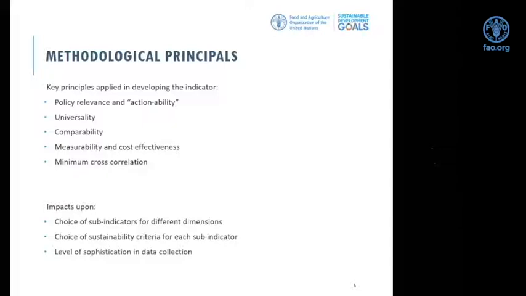The indicator must be easily understood, primarily the reason why it is selected, and the result easily interpreted by policymakers. That is, has agriculture sustainability increased or decreased, and why, and what policy needs to be implemented to address these issues.